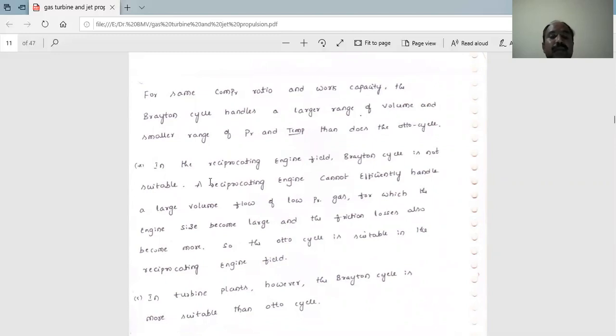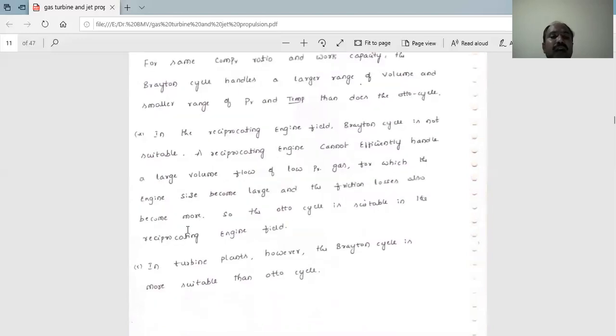That means what I am telling is that they operate at the same compression ratio and work capacity. The Brayton cycle has a larger range of volume and a smaller range of pressure and temperature than the Otto cycle, so for the reciprocating engine the Brayton cycle is not suitable when compared to the Otto cycle.